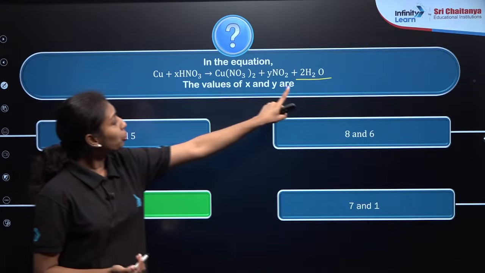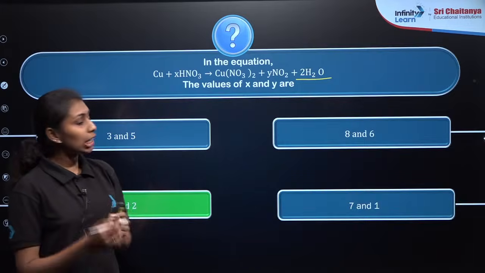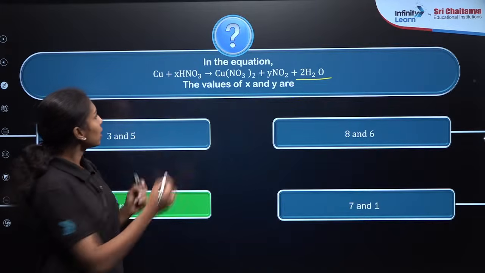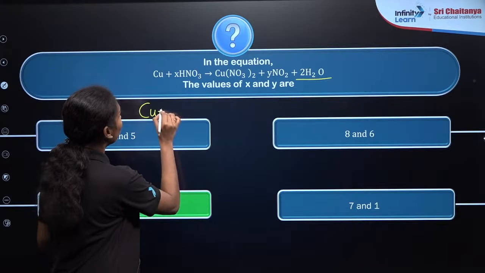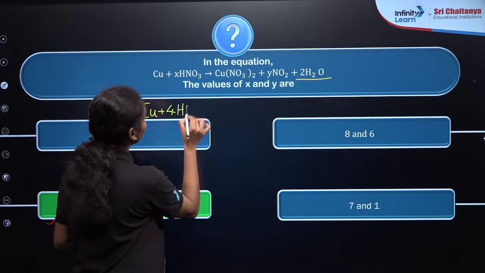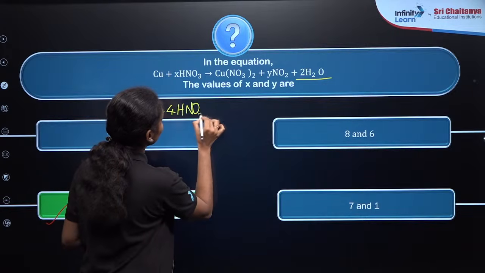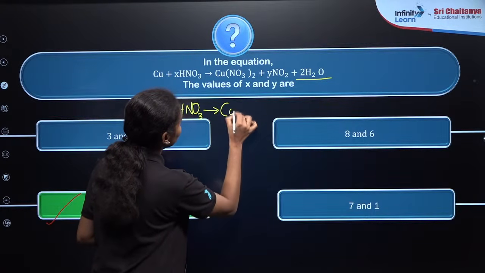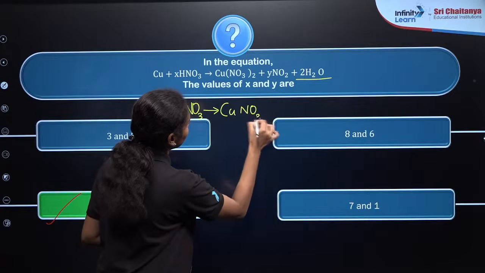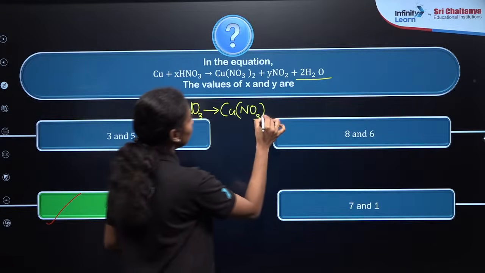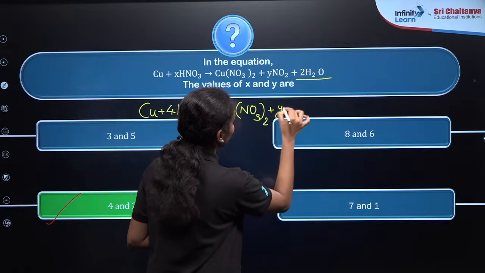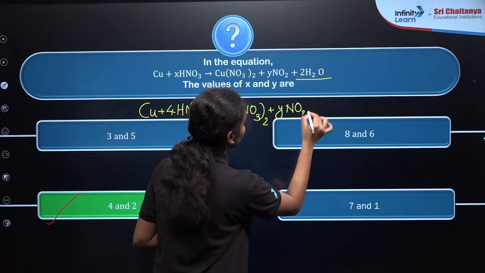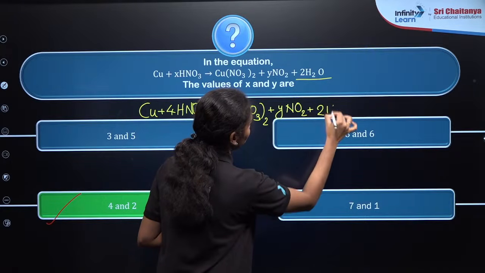So what we need to do here, we need to balance the value of hydrogen in the reactant side. So I am putting here copper plus 4HNO3 gives Cu(NO3)2 plus yNO2, right? We need to find out the value of y here, plus 2H2O.